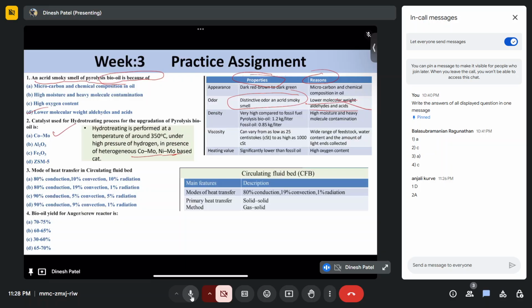Mode of heat transfer in circulating fluid bed is? So you can see here 80% conduction, 90% convection, and 1% radiation. Correct answer is B. Bio-oil yield for auger screw reactor: the screw reactor bio-oil yield is 30 to 60%. Correct answer is C.